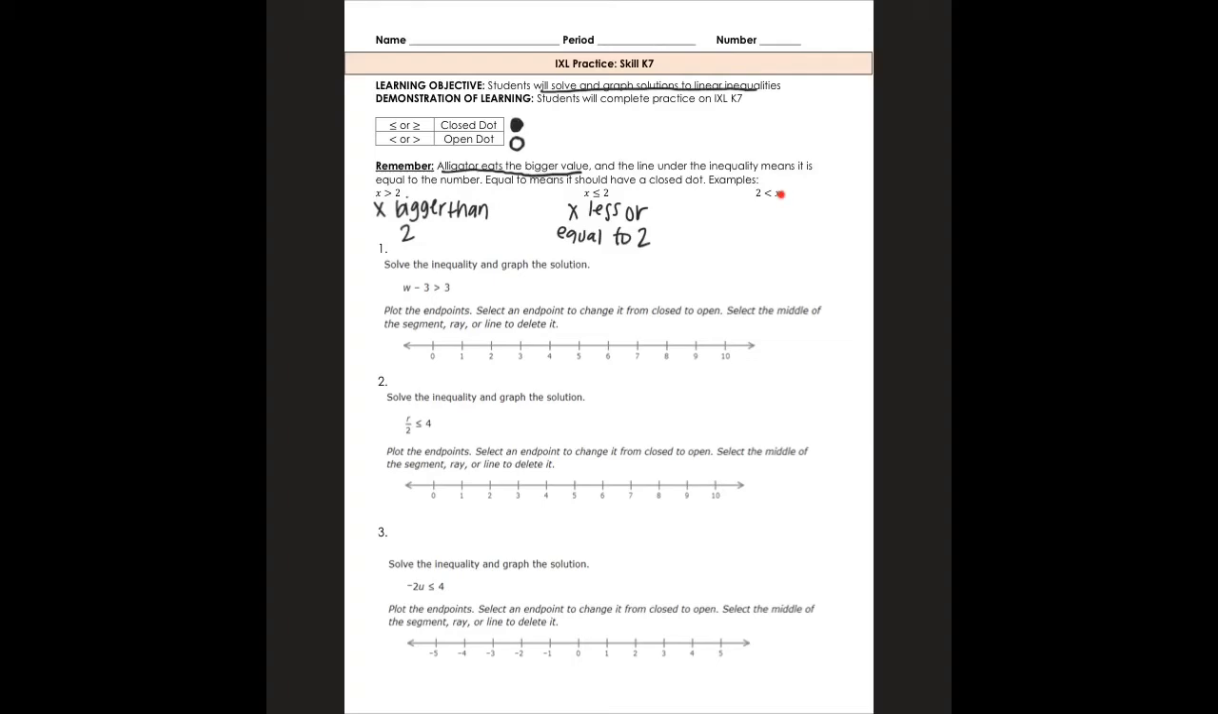And for this one, x is greater because it's being eaten, so x is bigger than 2. So this is another way, even though this does not look the same as this one, these two mean the same thing. X is bigger than 2. And this all comes back to the fact that the alligator is pointing toward the x, so it is going to eat the x because it's bigger.